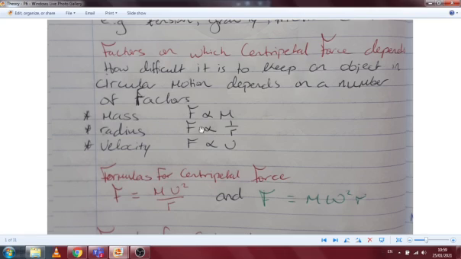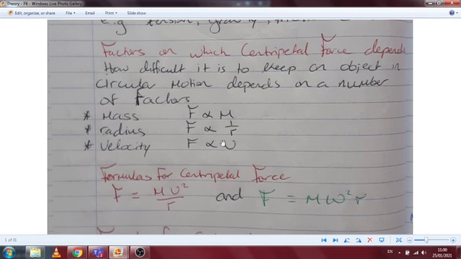The radius is also important. The longer, say, the rope you have, the easier it is to swing something around. If you have a very heavy mass on a very short string, you're not going to be able to swing that around. If you have a longer rope, then you might have a chance of doing that. So the force is proportional to 1 over radius. As radius gets bigger, you're going to need less force.